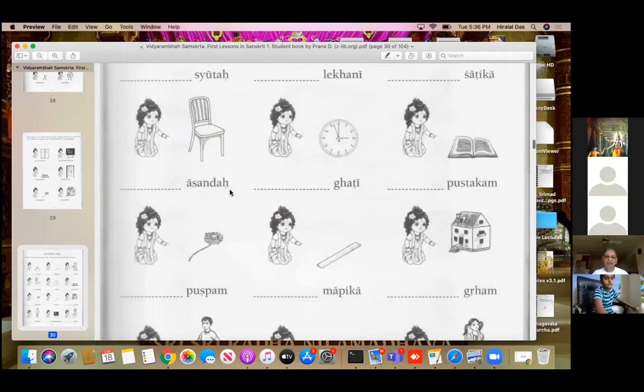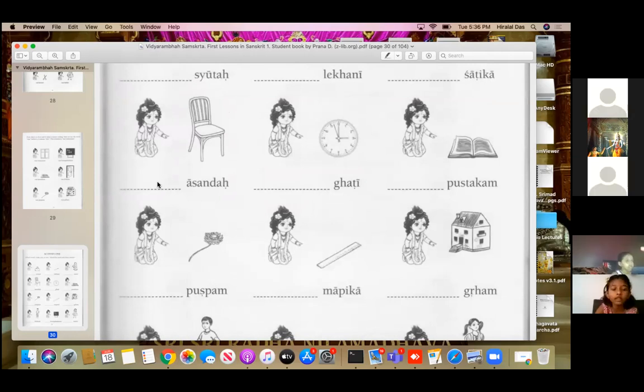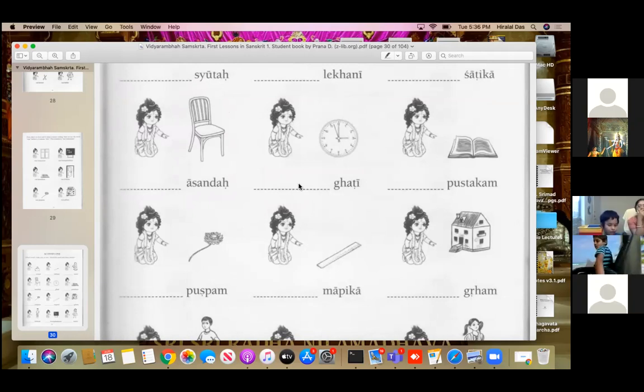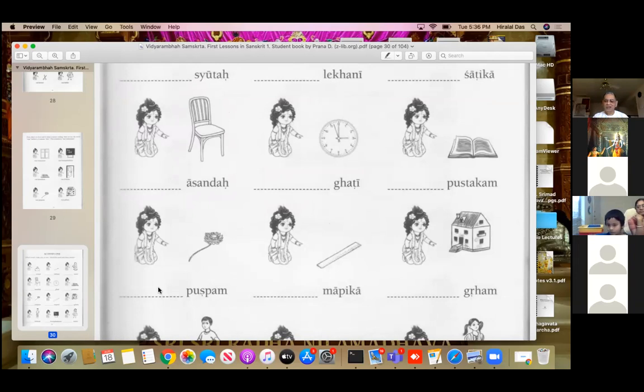All right. Next, what will you use here? Esaha. Asandaha. Esaha asandaha. So this is masculine. Yes. Okay, what will you use here? Esa. Samichenam. Very good. What will you use here? Etat. Very good. Okay. What will you use here? Etat puspam.